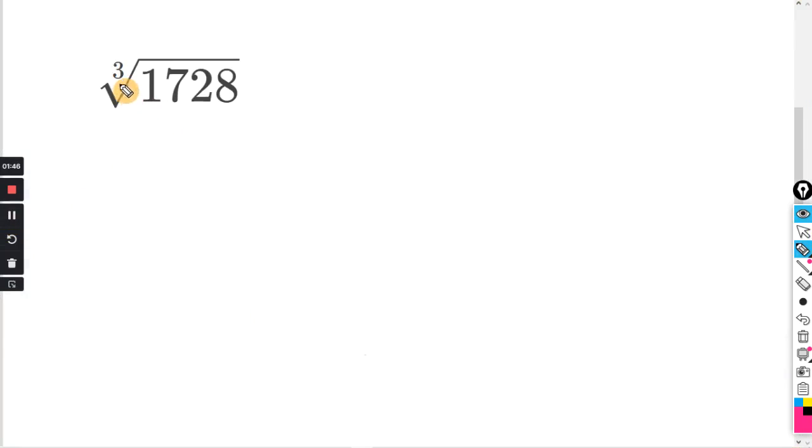So here they're asking for the cube root of 1,728. And what this means is, what number multiplied 3 times will give us 1,728? Now I know some of you will use the calculator and do trial and error, but the best mathematical way to do it is to write out the factors of 1,728.